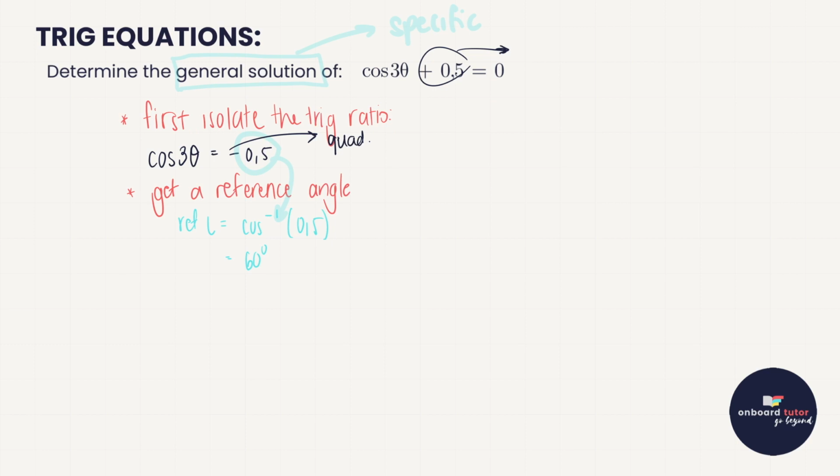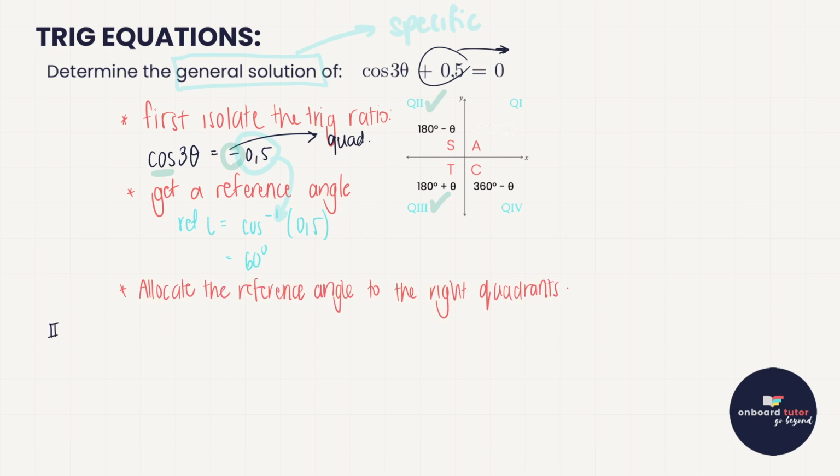Now we're going to go back and use that sign and apply it to the CAST rule. So I ask myself, where is cos negative in this Cartesian plane? Cos is negative either in quadrant 2 or in quadrant 3, and so that's where I'm going to apply the reference angle. So in quadrant 2, I can say 3 theta, that's what we're solving for if you look at the original question, is equal to 180 degrees minus my reference angle of 60 degrees.